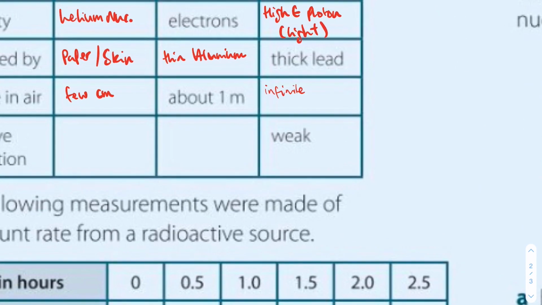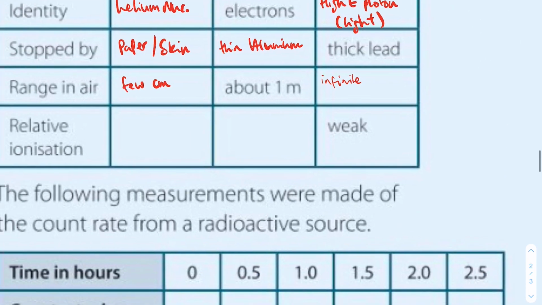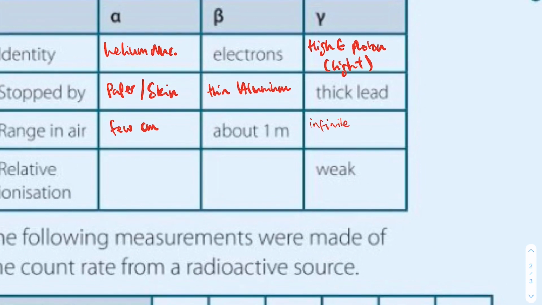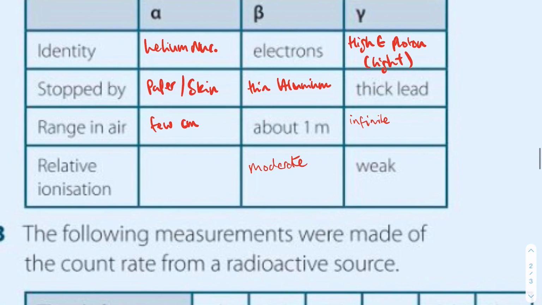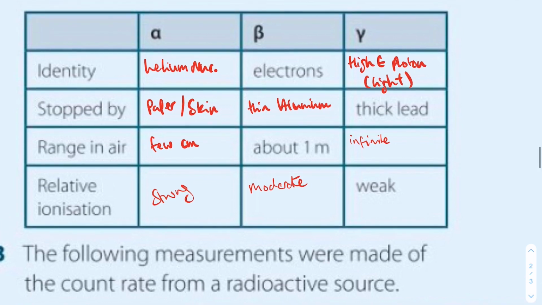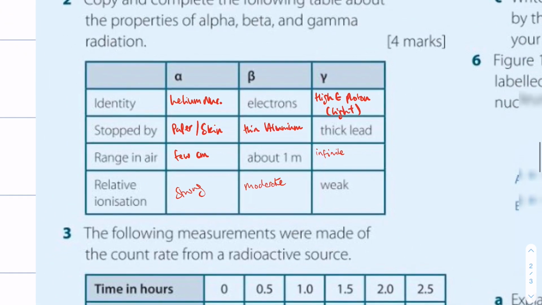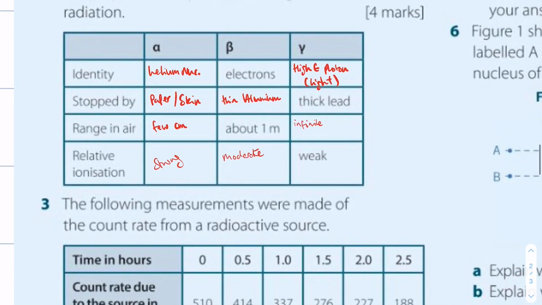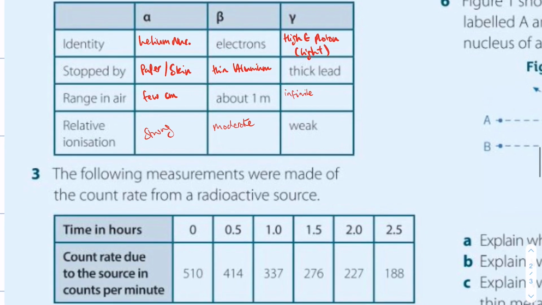Relative ionization: weak ionization, long range. Beta particles are sort of moderate ionization, a medium range. And then alpha particle is highly ionizing, so strong ionizing. But it can't pass through the skin. But if you ingest it, then you are in serious trouble, and indeed it is a favoured way of assassination by spies.